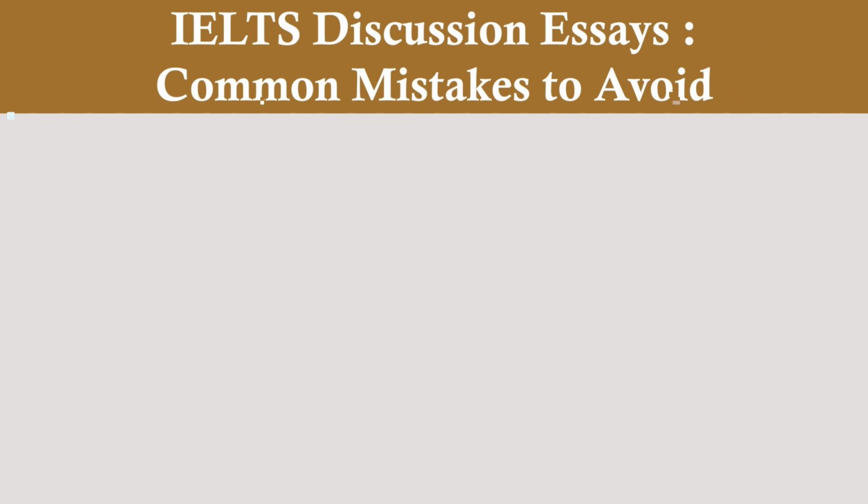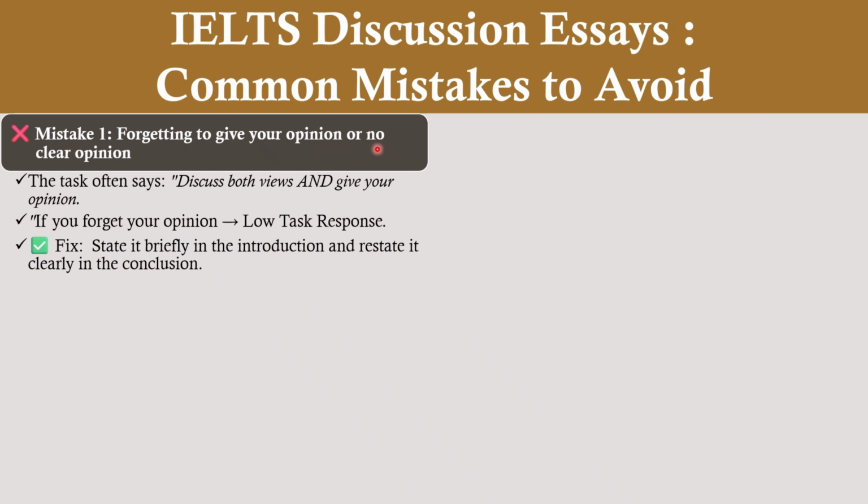Let's get started. Before we finish, let me quickly show you 4 common mistakes that negatively affect your score in discussion essays. Mistake number 1: no clear opinion. The task usually says, discuss both views and give your opinion. Some students explain both sides but never clearly state where they stand. Without a clear opinion, your task response score drops. The fix is simple. State your opinion briefly in the introduction and restate it clearly in the conclusion.